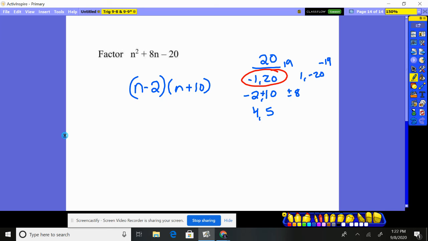And we can check it. N times n is n squared. N times the 10 is positive 10n. Negative 2 times that's negative 2n. And then negative 20. Putting it together, these middle pieces put together give us that 8n we want. And then minus 20 at the end.